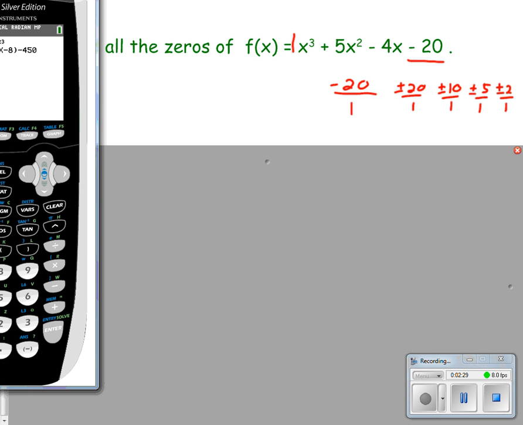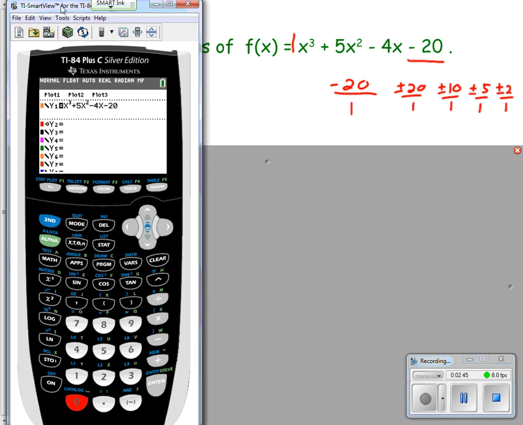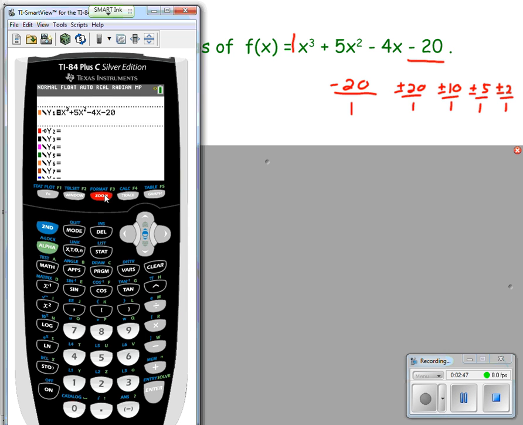If I graph that function, x cubed plus 5x squared minus 4x minus 20, and just hit zoom 6, we're going to look to see where this graph crosses the x-axis. And it looks like it's crossing it at -5, -2, and +2.